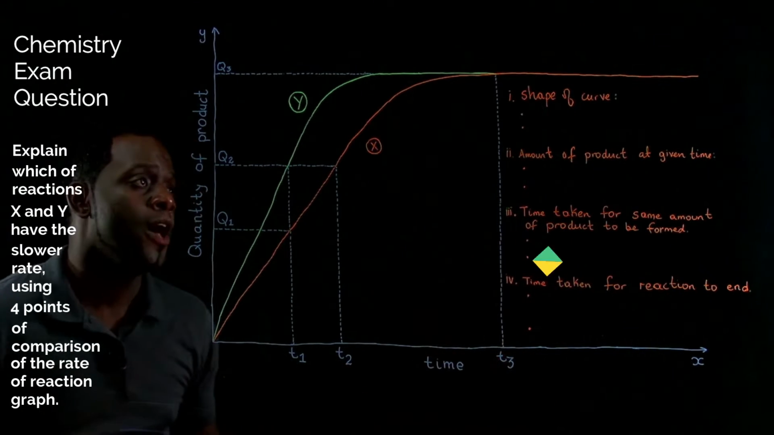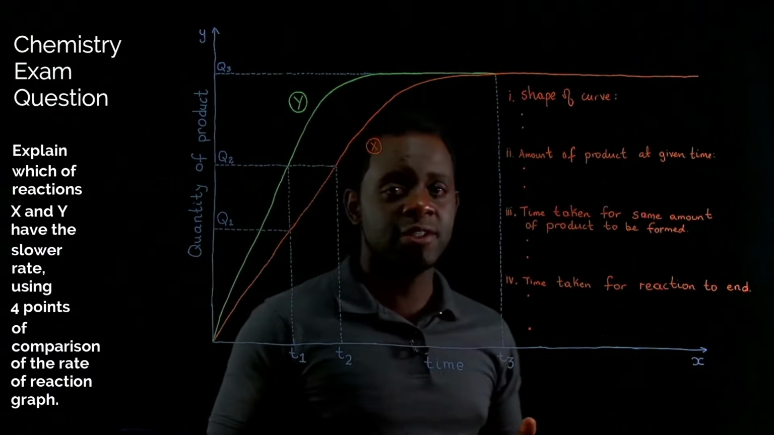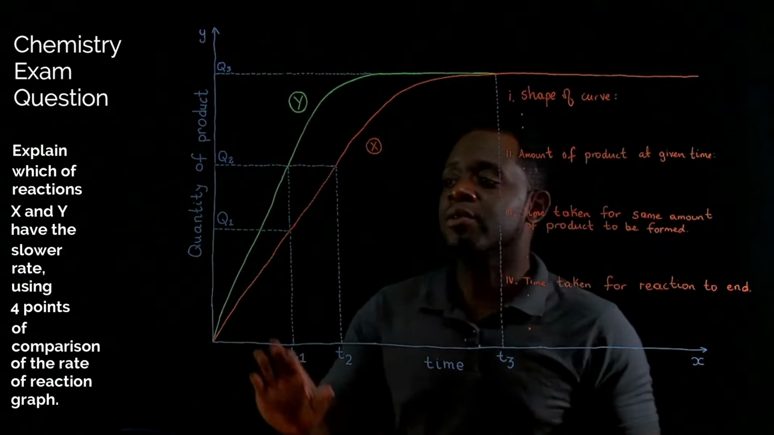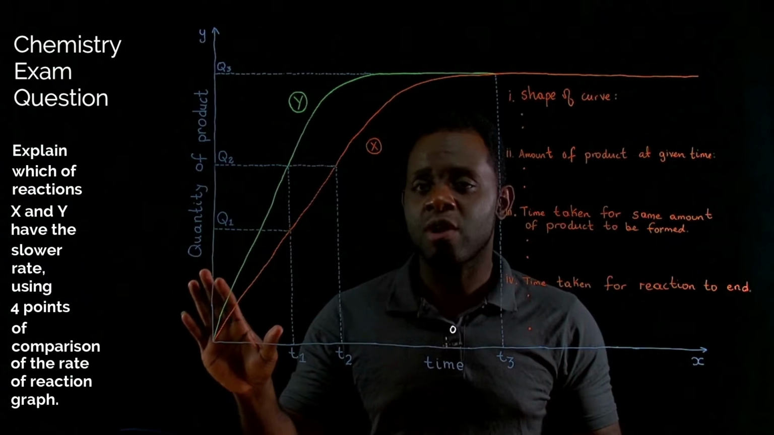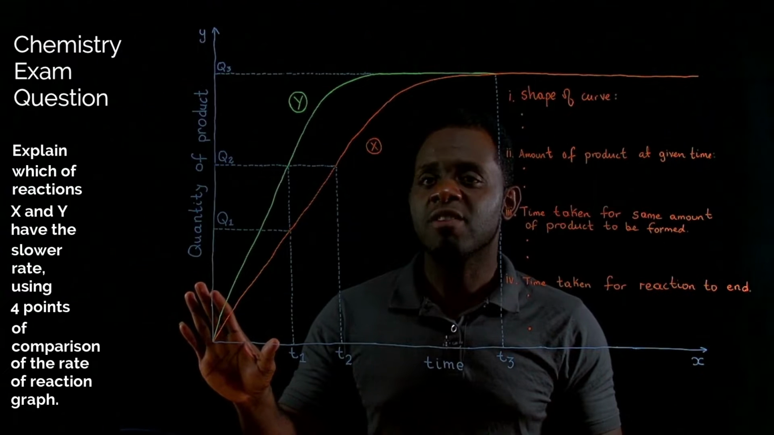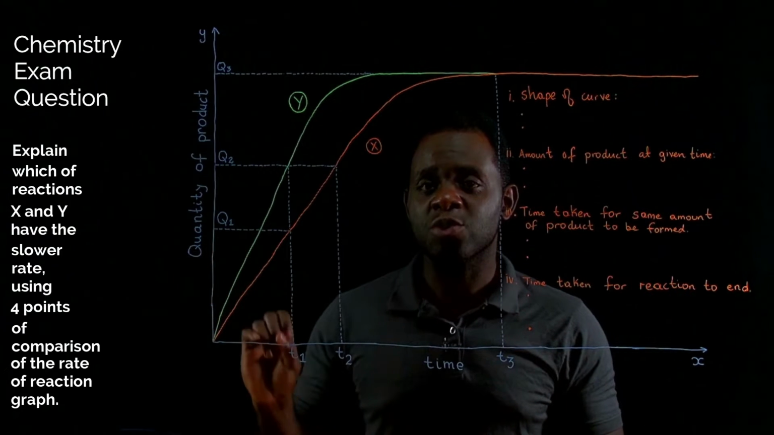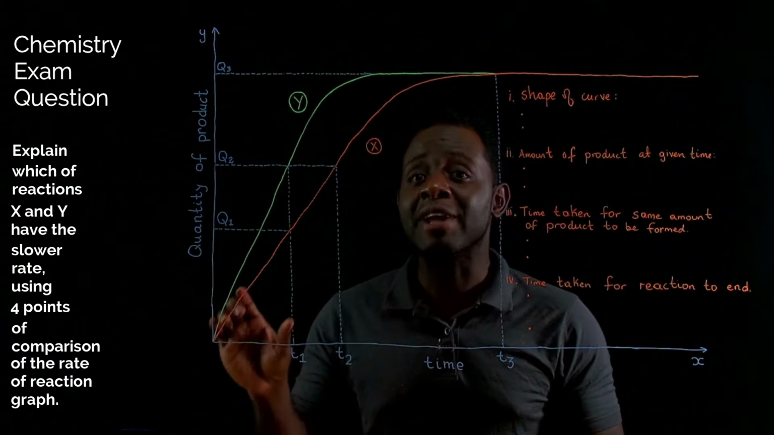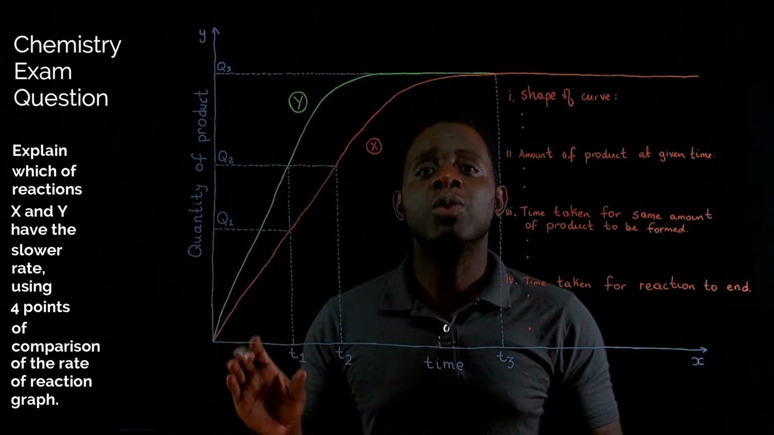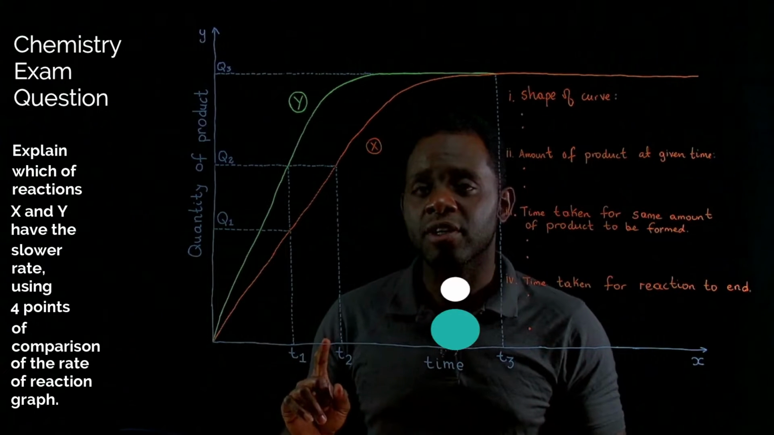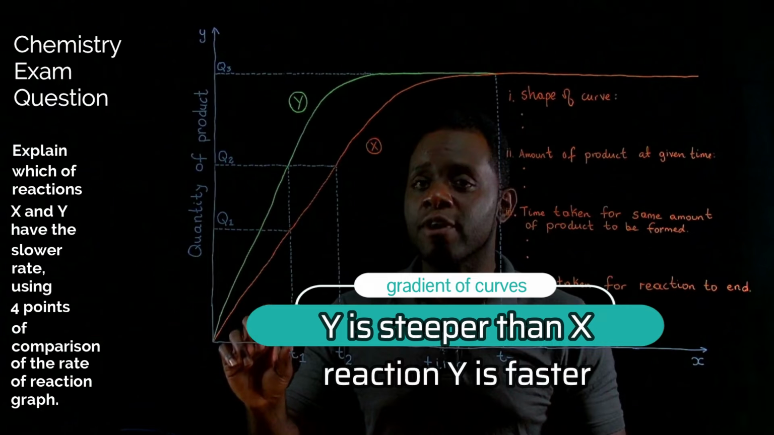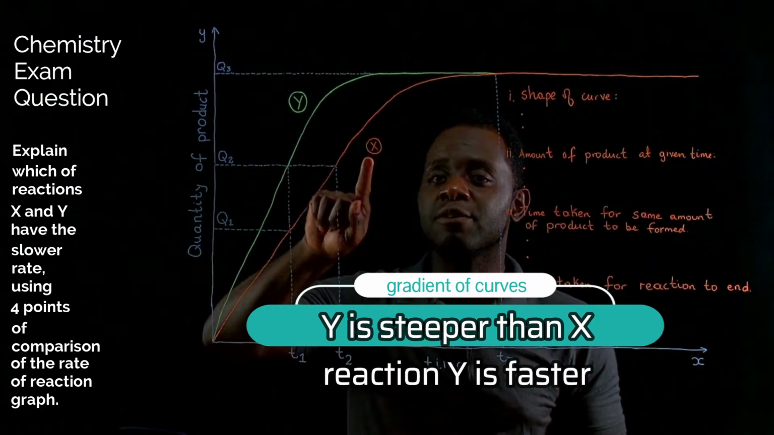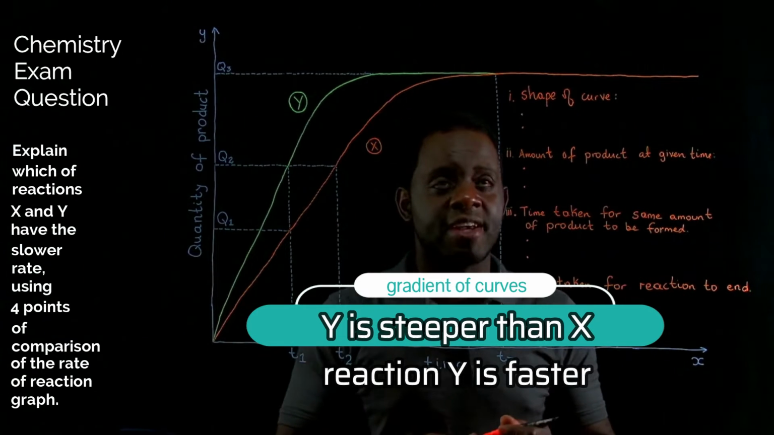Our first point of comparison is the shape of the curve. Now, these curves have not been drawn to scale, but if we drew these curves to an exact scale, we would be able to determine the gradient of each curve, and we would discover that the gradient for the curve of the reaction Y is steeper than the gradient for the curve in the reaction X.